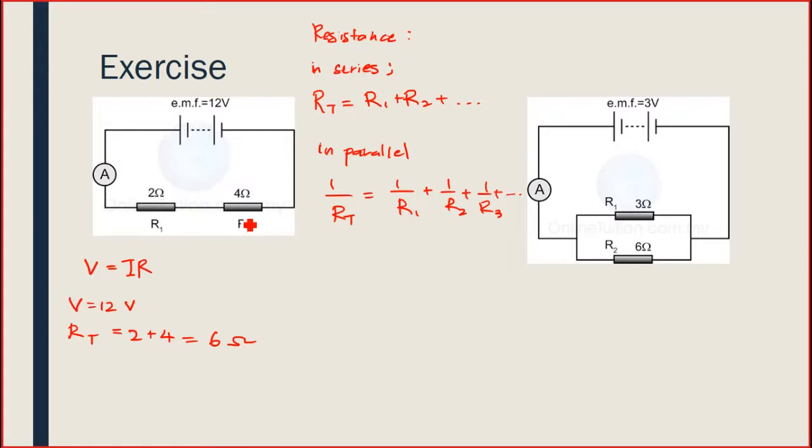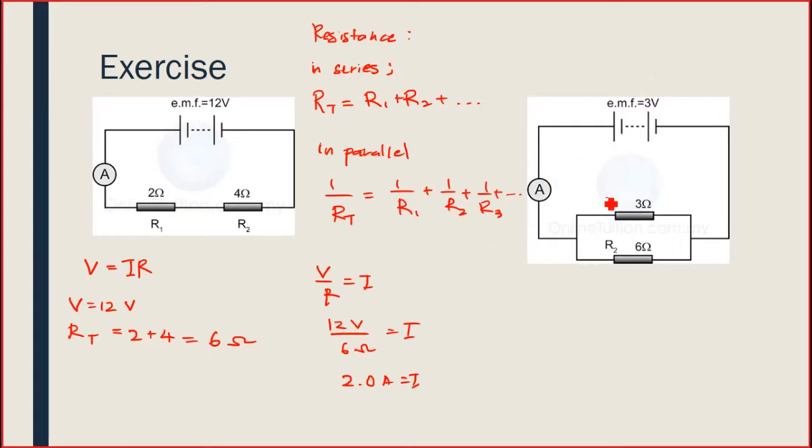Now you have V, you have R, and you want to find I. V over I is equal to, sorry, this is incorrect. V over R is equal to I. Our voltage is 12 and our resistance is 6. So I is 12 divided by 6, that is 2 ampere.